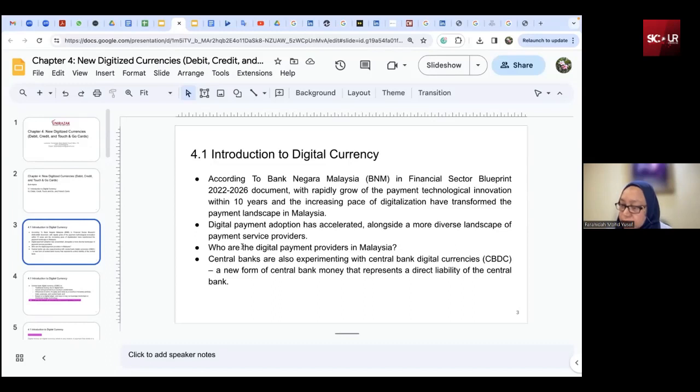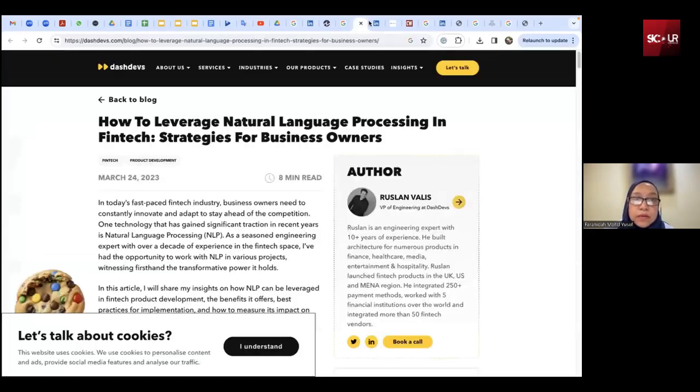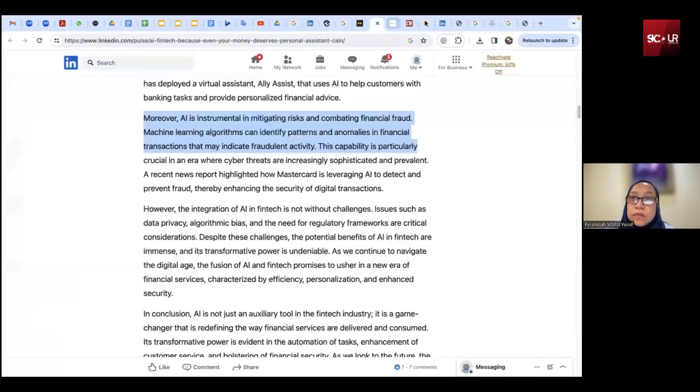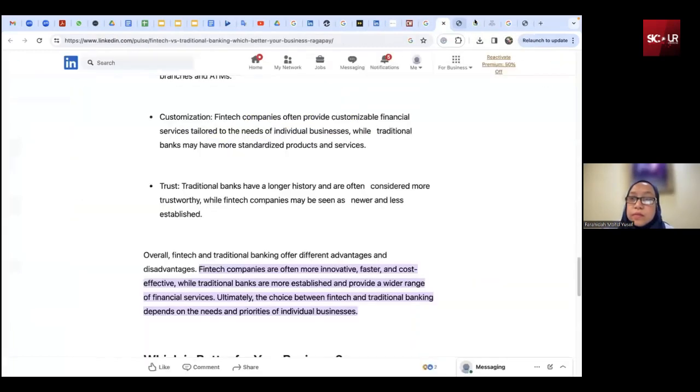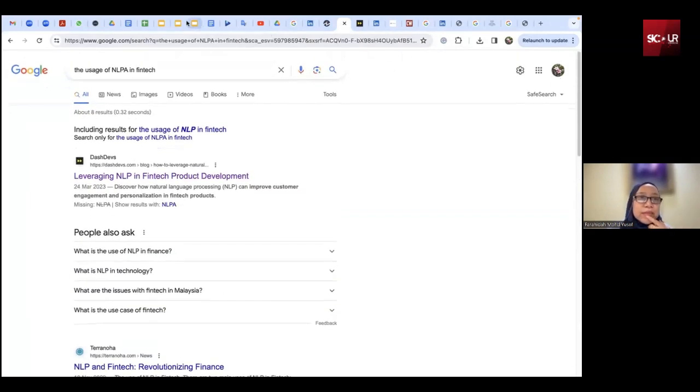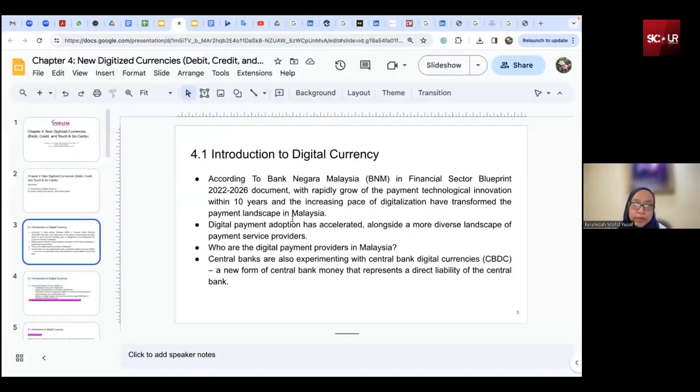Found it? No, it's okay. Something like Razer Pay, Fave Pay, Shopee Pay. Those are the payment gateways. And others like iPay88. But iPay88 is just the medium, right? Who will be processing the transaction? Yes, it is the payment gateway. So those are the payment providers.